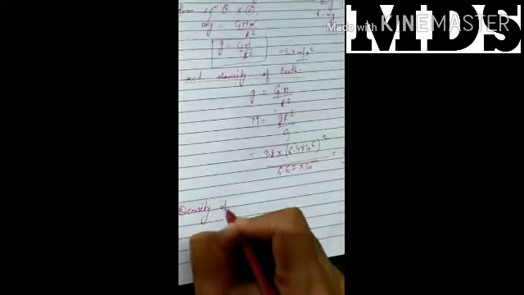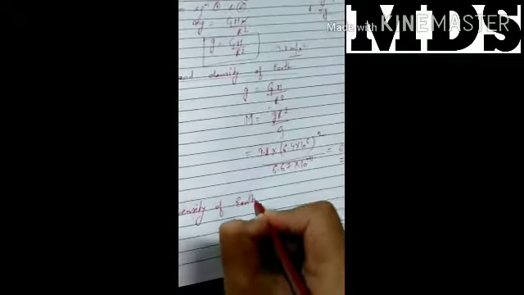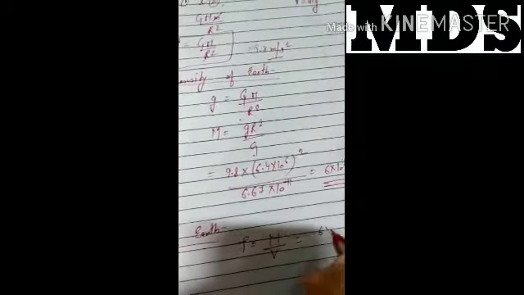Now density of the earth: how can we find density? As we know, density is equal to mass upon volume. The volume is 4/3 π R³, and the mass we have already found, 6 × 10^24. So density = 6 × 10^24 divided by 4/3 π R³. Clear now?